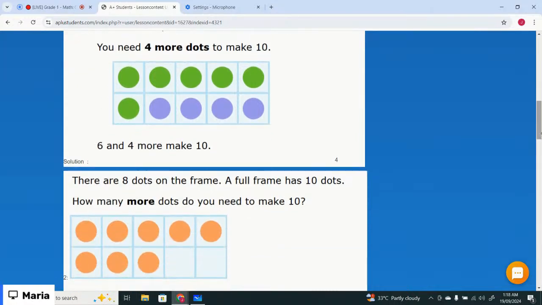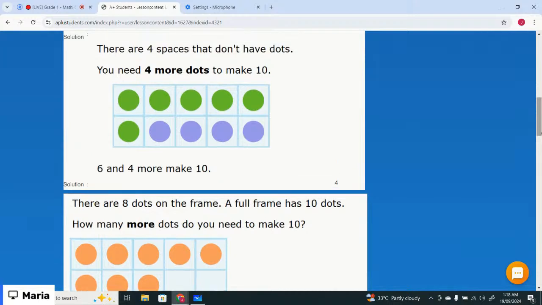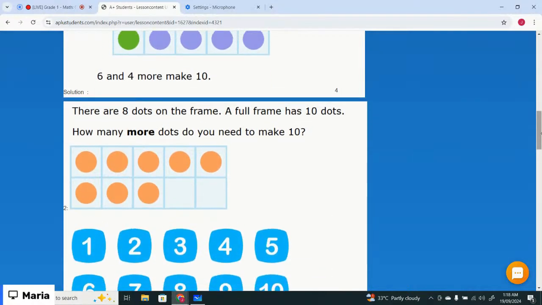So that means 6 and 4 more blocks makes 4 more dots makes 10, right? Okay, the next one is there are 8 dots on the frame.